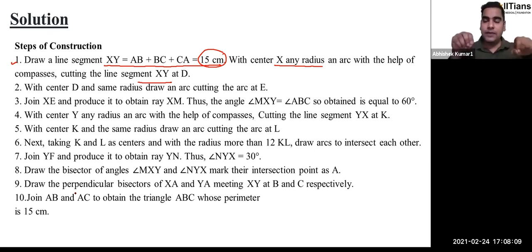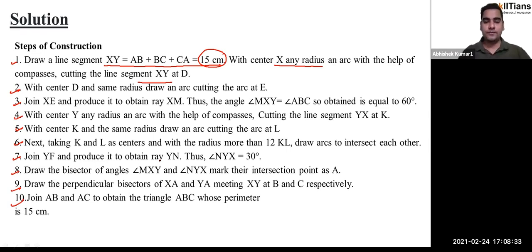Then we drew the perpendicular bisectors. Both perpendicular bisectors met XY at two points. We call them B and C, and therefore we got our required triangle. So I would highly recommend that you go through all the 10 steps that are mentioned here, because in case they ask you to write the steps of construction in your examination, you will be able to do it quite easily. That's why.